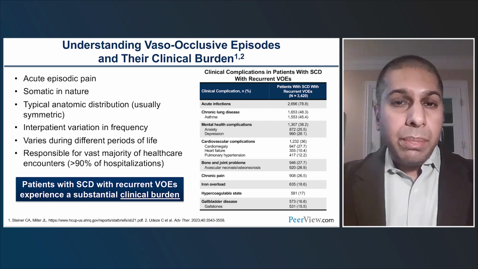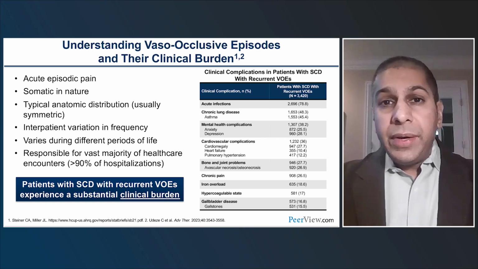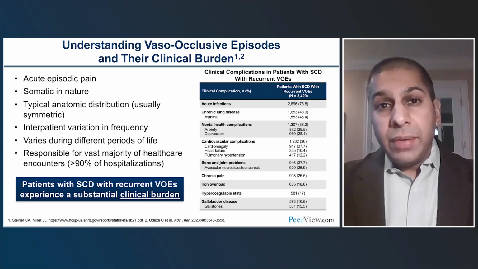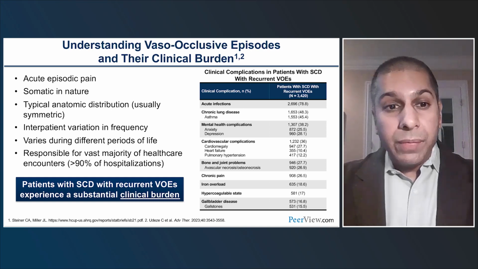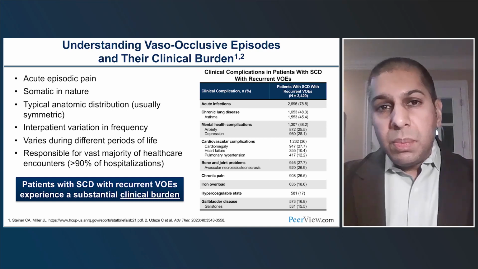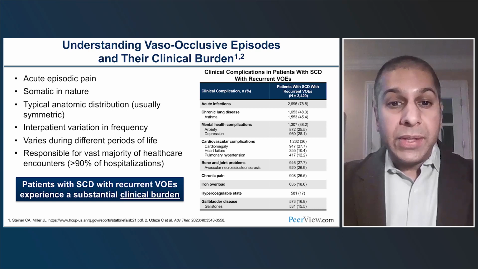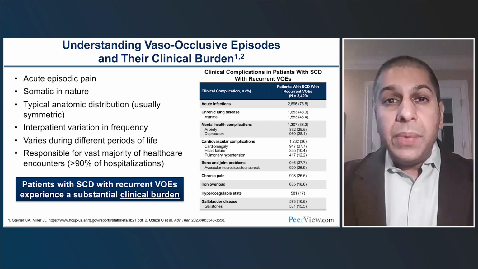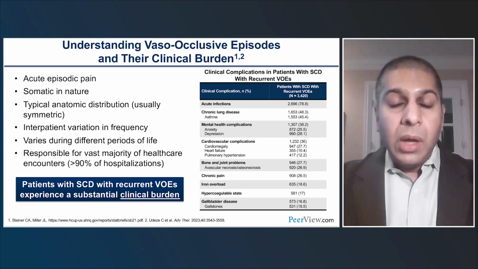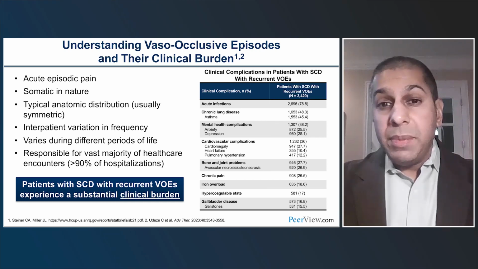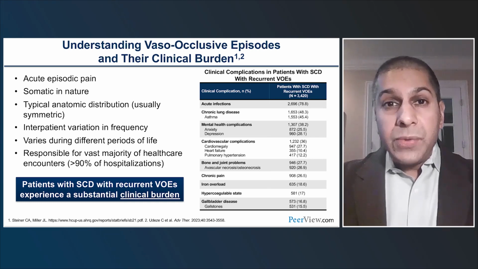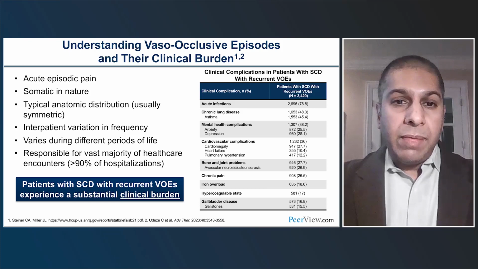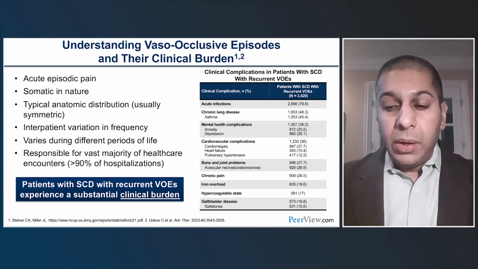There can be inter-patient variability, as well as variation within that patient during different periods of life as their pain evolves. And again, this is probably responsible for over 90% of hospitalizations. And a recent report shown here in the table on the right shows that those that have vaso-occlusive episodes also have several other complications that are important to be aware of, because those can also compound the vaso-occlusive episode as well as their clinical course.